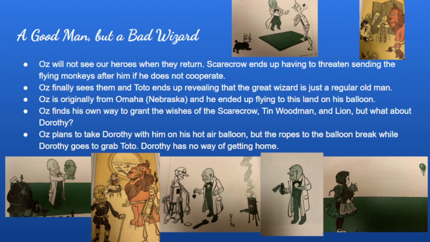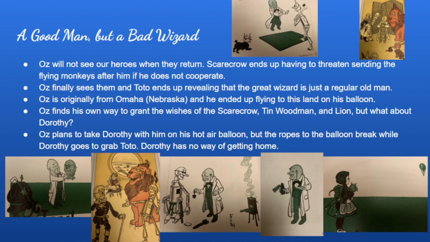This time, he's just a disembodied voice. But what's this? Toto knocks over his screen, revealing an old man. This is the actual wizard, just a regular guy. Oz arrived in this land through a hot air balloon. He's originally from Omaha. Oz agrees to keep the promise he made to the group.